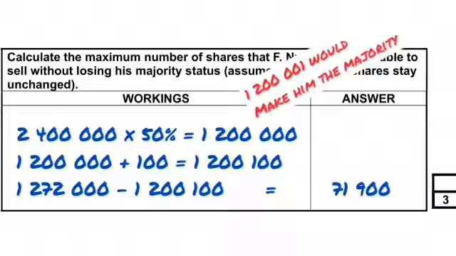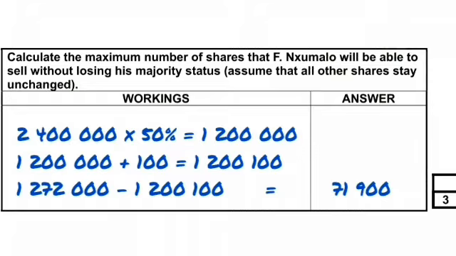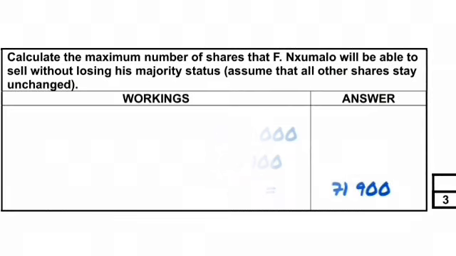Why? Reason being, if I have 50% and another person has 50%, we will both be majority shareholders. I want to be the majority shareholder, so I have to have an additional one. It's important that I have that additional one. But my problem is that note that said they sell them in lots of 100. So I cannot just buy one share. I have to buy a full 100. So you will see to the 1.2 million, I add 100. So then I have 1,200,100 shares. So that's what's going to make me a majority shareholder. So I will take his shares of 1,272,000 and I will minus 1,200,100 and it gives me 71,900 shares that I can sell.